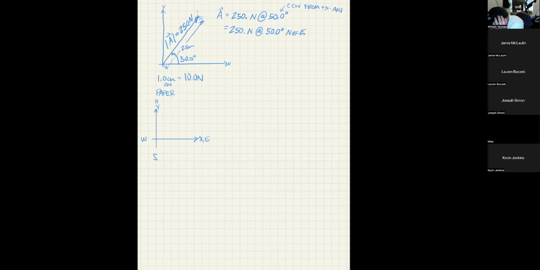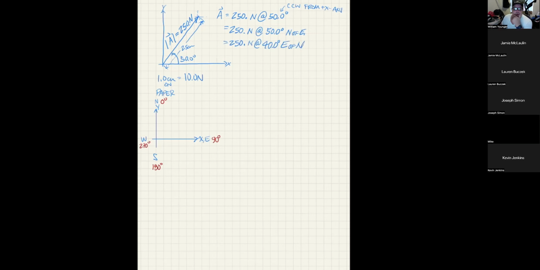Another thing we can say is that north corresponds to 0 degrees, and then east corresponds to 90 degrees, and south to 180 degrees, and west to 270 degrees. Okay. So ignoring that red for a second, I want to show you one other thing. I could also call this 250 newtons at 40.0 degrees east of north.